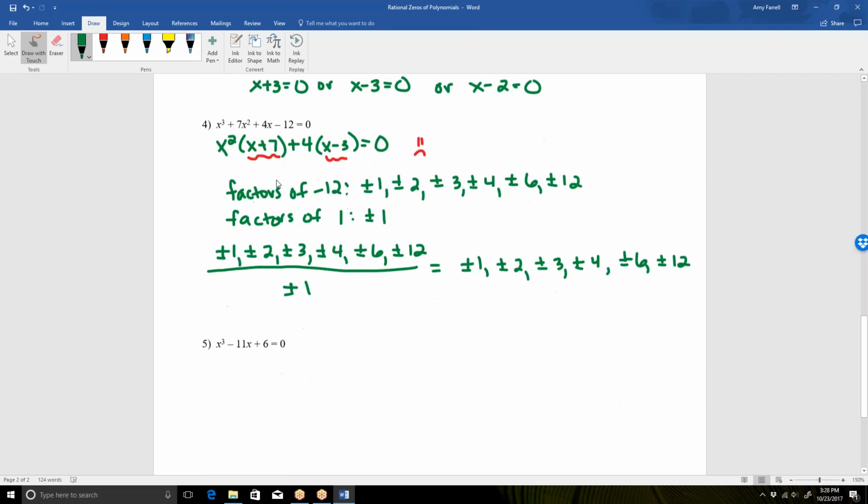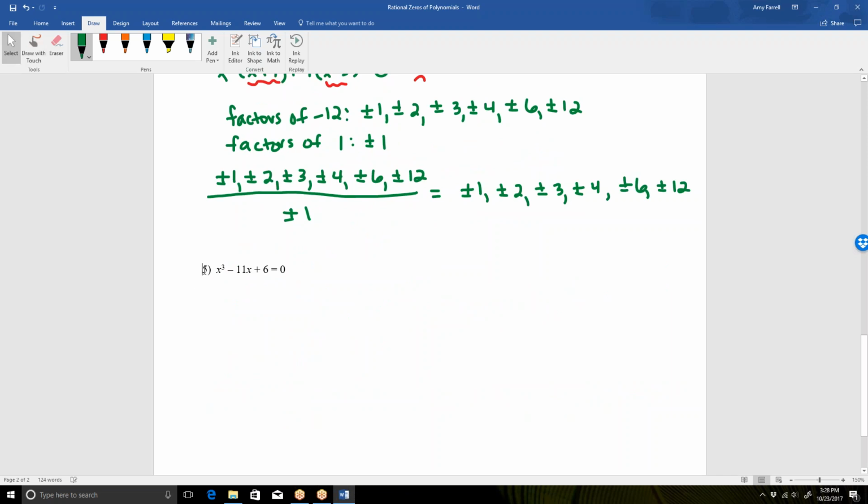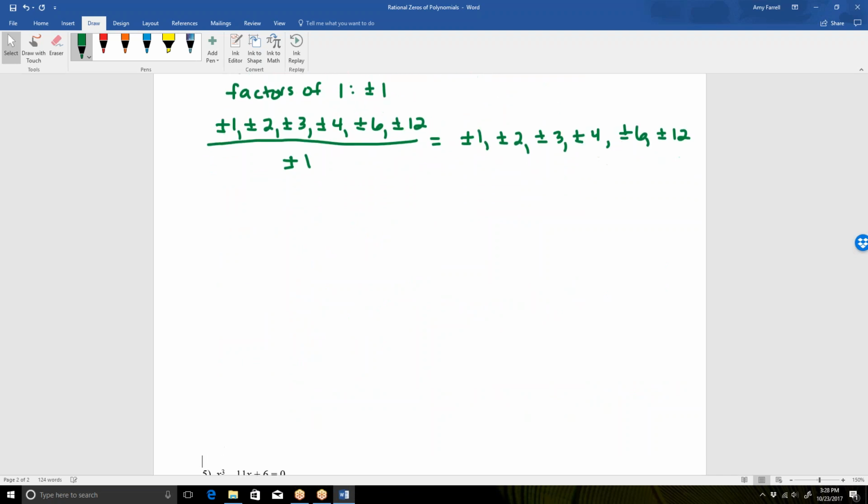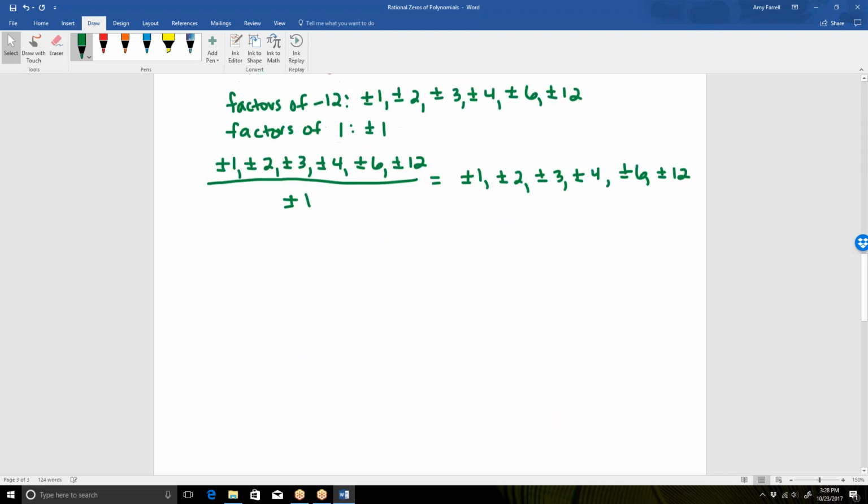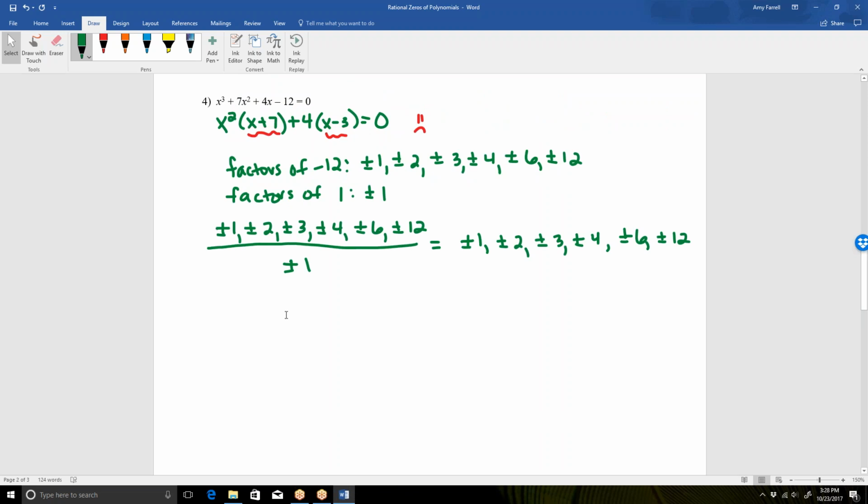Now to figure out which of them actually work, we just plug them in. And we're looking for an outcome of 0 when we plug in these possible zeros or solutions. I'm going to first show by plugging the numbers in, but then I'm going to show you that there is another way, a little bit of a shortcut, I guess, to finding the remaining 2 once you know one of them, assuming that the degree of the equation is 3. Okay, so let me show you here.